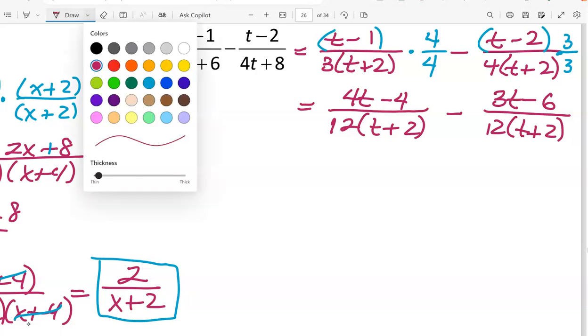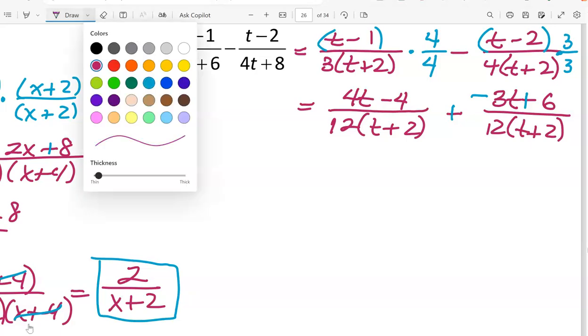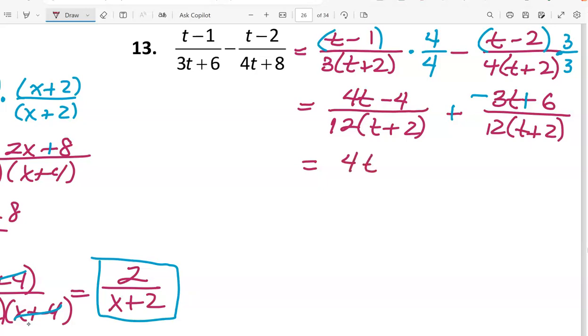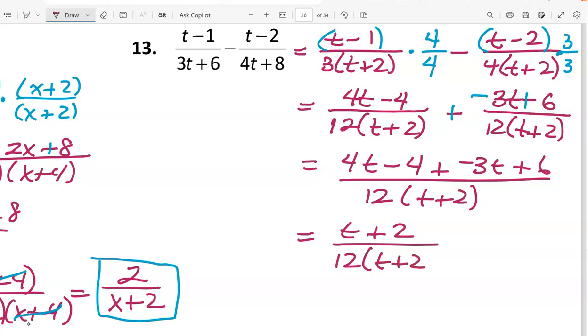Remember how we subtract fractions. I want you to change it to adding of the opposite, and you must change both signs, the signs of both terms in the fraction that's being subtracted. So let's add the two numerators together, 4t minus 4 plus negative 3t plus 6, and then keep that denominator. And combining like terms, we have t plus 2 divided by 12 times t plus 2.